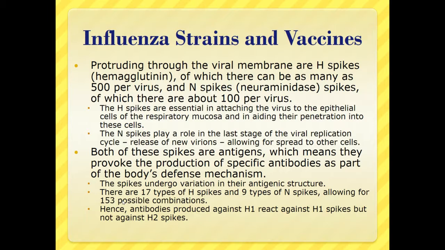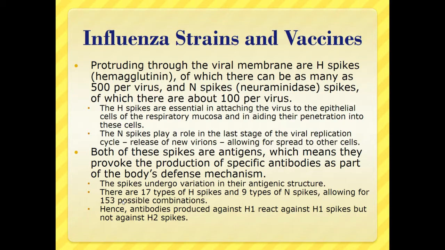Now you see there that they're antigens, and we know that antigens provoke a response from the immune system so that we can produce antibodies. So you think, okay, well, we just get these antibodies to all of these different H spikes and all of these different N spikes. The problem, though, is that there are different types, allowing for 153 possible combinations. We have 17 types of H spikes and 9 types of N spikes.